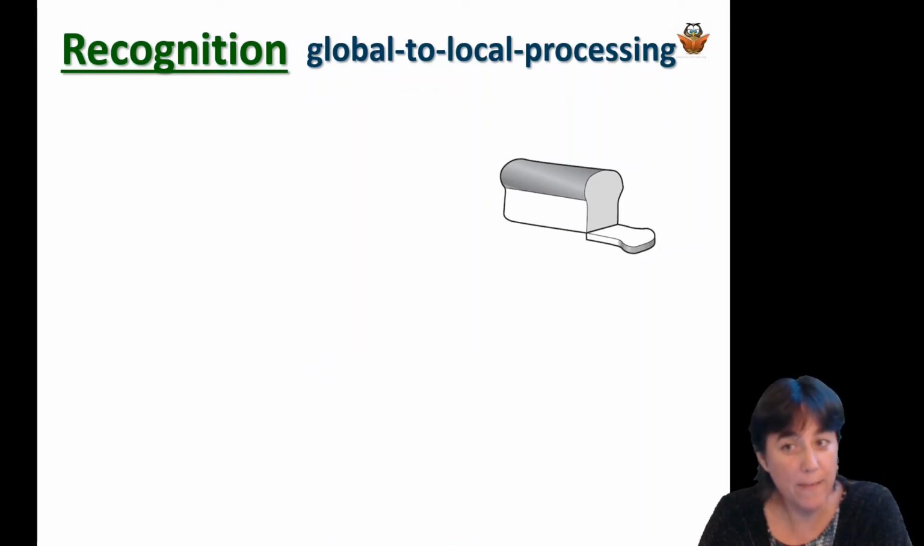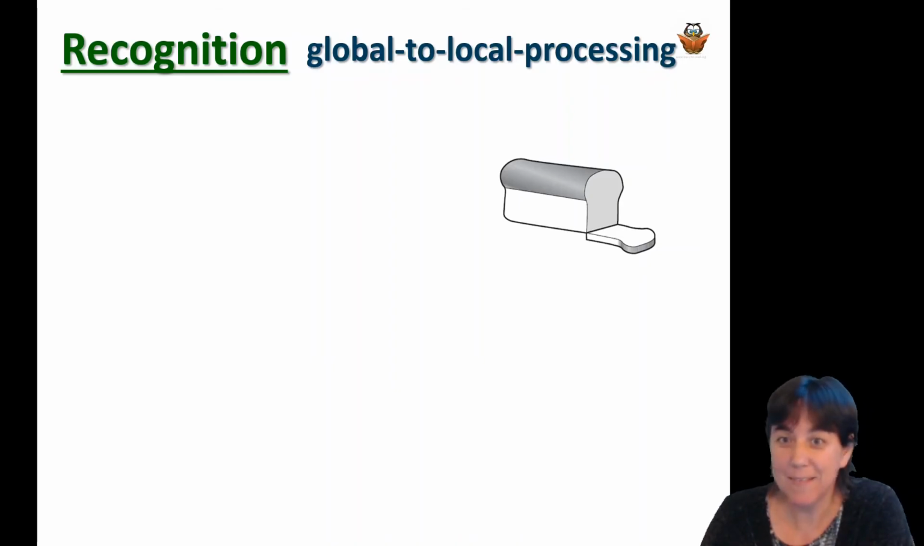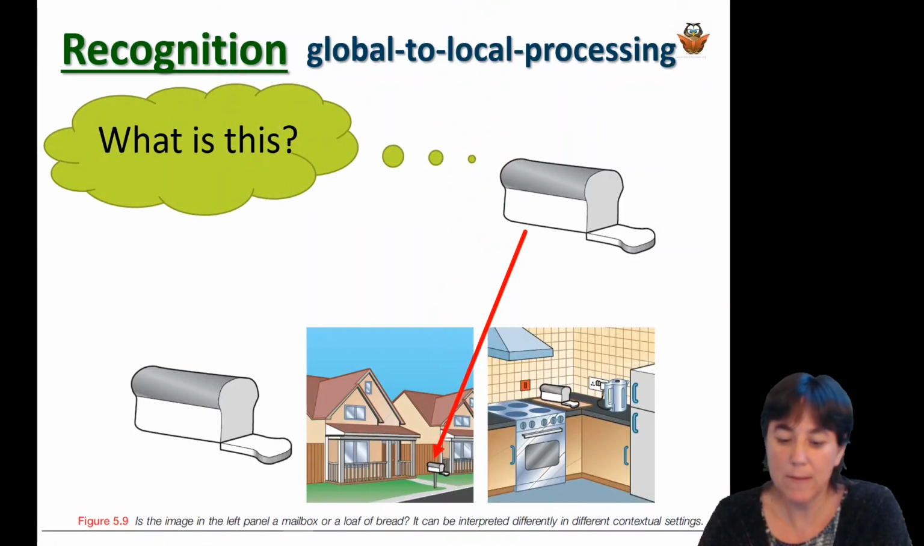Is it a loaf of bread or a mailbox? It depends how you perceived it. That's global to local processing, especially if you have some helpers along the way. For example, you see the left or the right picture as cues. Obviously, here you would recognize this something as a mailbox, whereas here it's a loaf of bread. The image is exactly the same, but the perception is undoubtedly different.